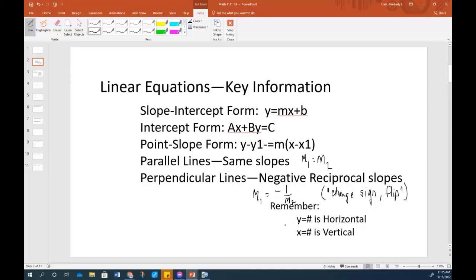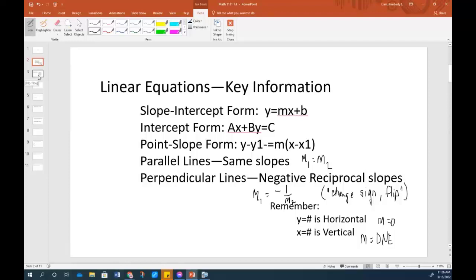I've already given you this too on a previous one. Y equals a number is horizontal and x equals a number is vertical. And we talked about that if you have a horizontal line, the slope of a horizontal line is 0, whereas the slope of the vertical line does not exist. And so we just put D and E.